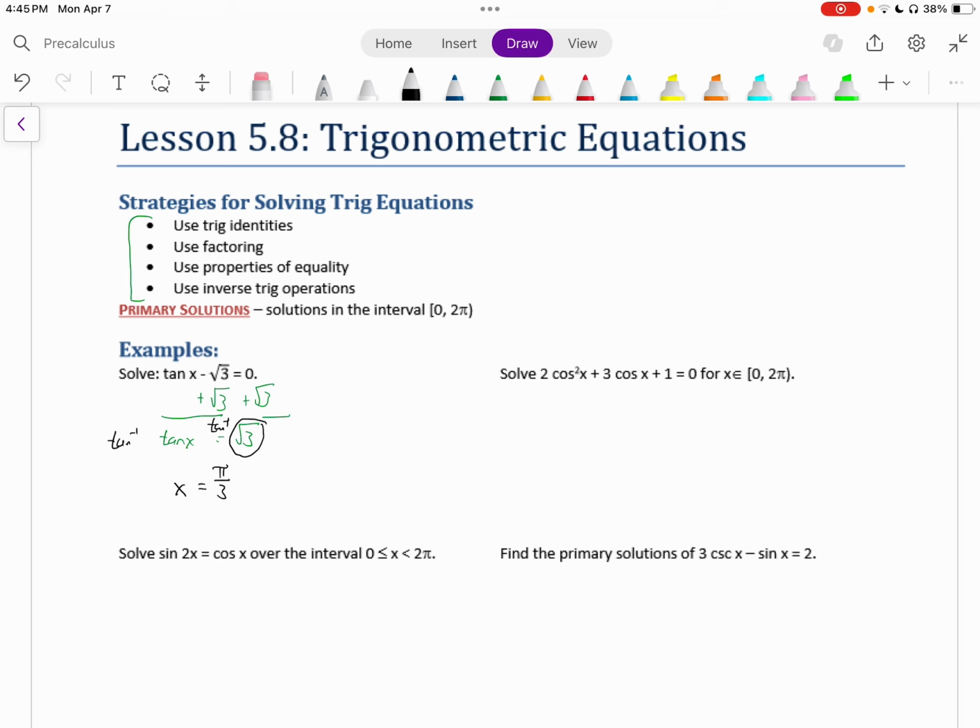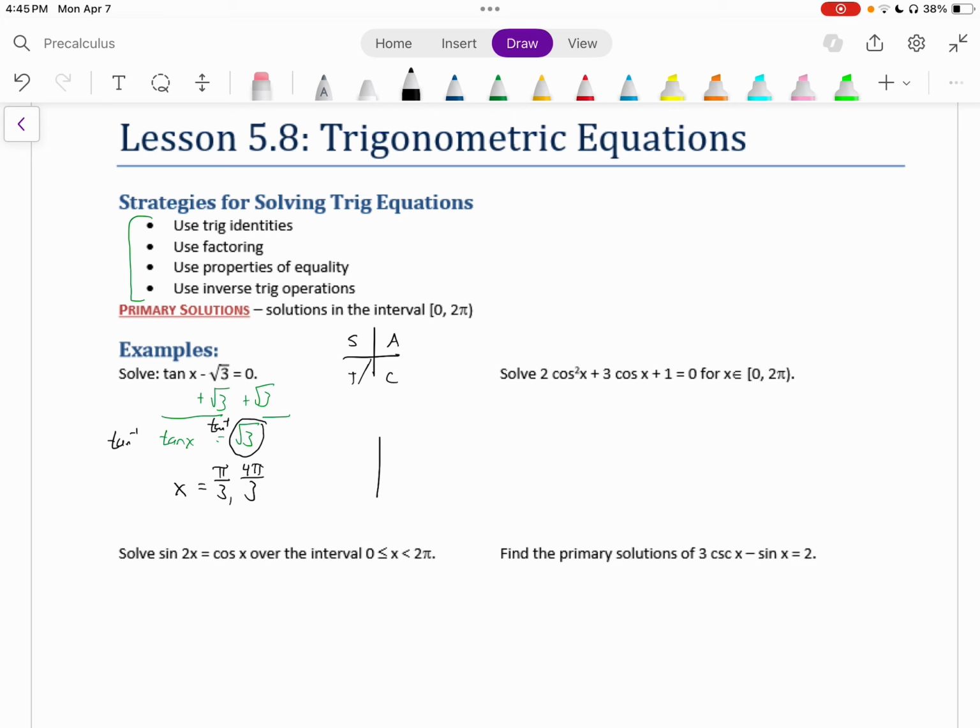And that's in the first quadrant. And remember, tangent is also positive in the third quadrant. And so what's a pi over 3 angle in the third quadrant? Well, that is 4 pi over 3. Not 5, 4 pi over 3. And so those are the primary solutions.